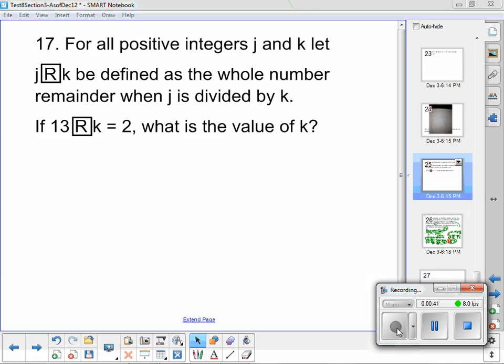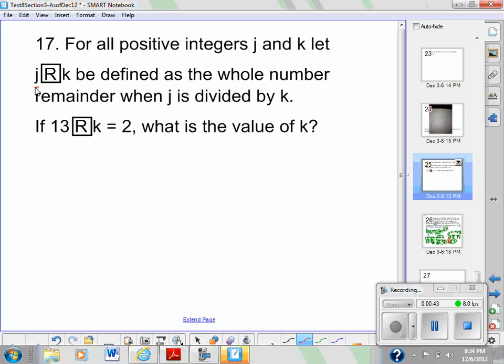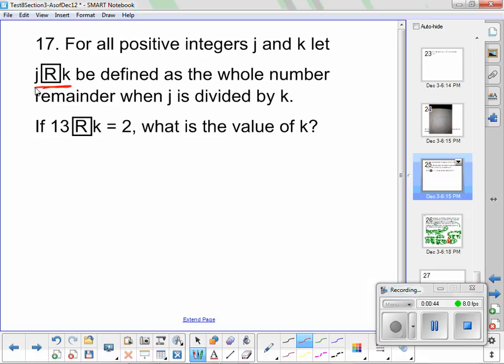So let's try to understand what exactly this means by using a simple example at first. They tell us j symbol r k is the whole number remainder when j is divided by k.